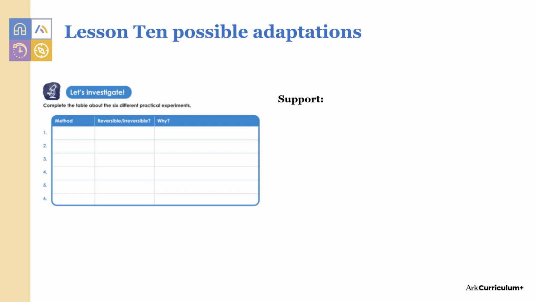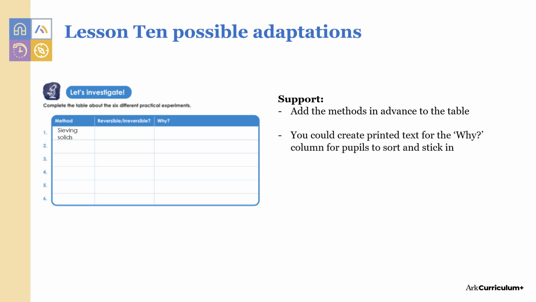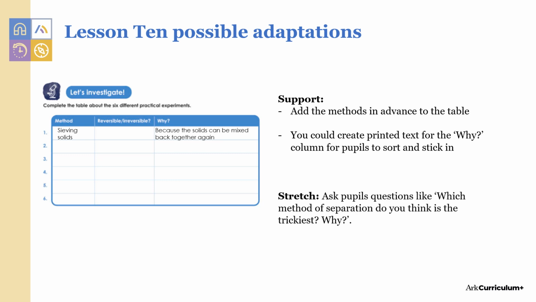In the final lesson of this unit, pupils undertake an investigation. They need to complete the table about the 6 different practical experiments they've studied so far. Support them by adding the methods in advance to the table. You could create printed text for the why column for pupils to sort and stick in. And stretch pupils by asking questions like, which method of separation do you think is the trickiest and why?